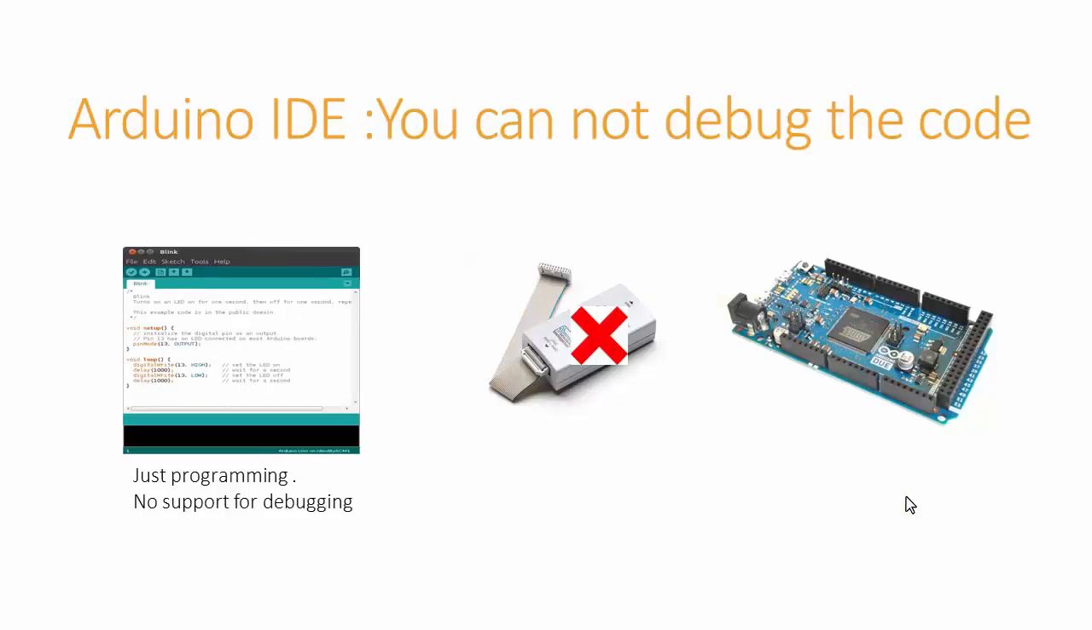You cannot debug the code by using this IDE, isn't it? So for example, you have an Arduino board, and you have some application running on that board. Now you want to debug the code. That means you have to set instruction breakpoints, data breakpoints, you have to go through the call stack details, you have to observe the variables, and you have to check the register contents of the microcontroller. So all these things you cannot do by using the Arduino IDE. This IDE is just used for programming your board, with no support for debugging. So that's one of the biggest disadvantages of this Arduino IDE.